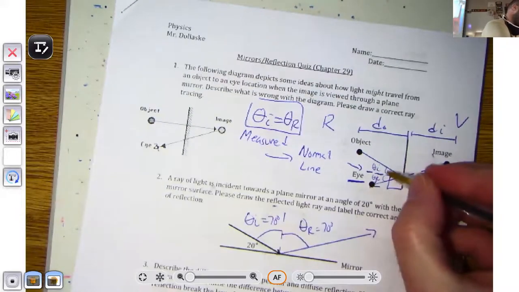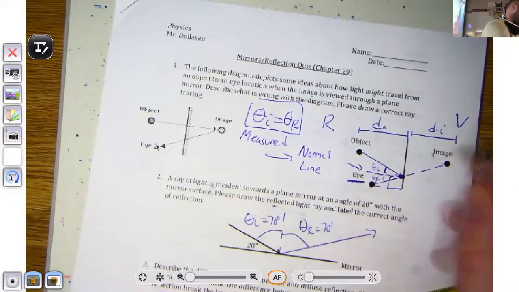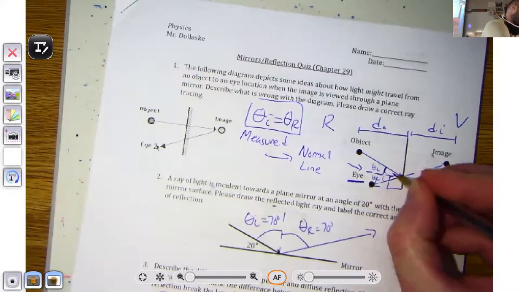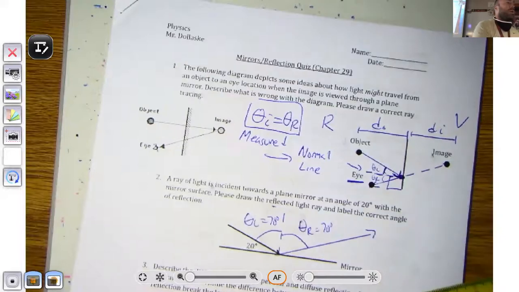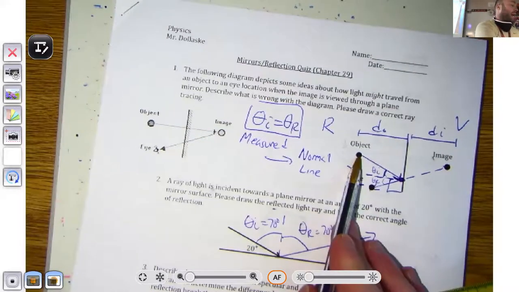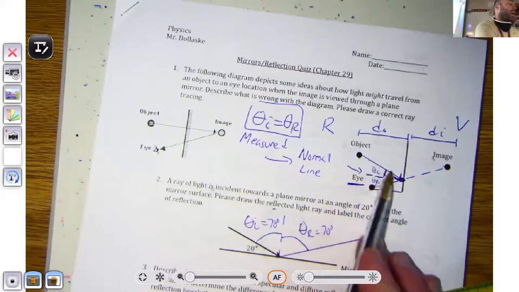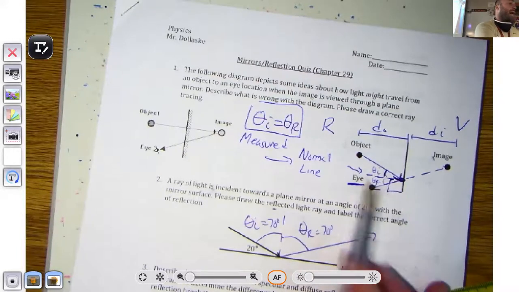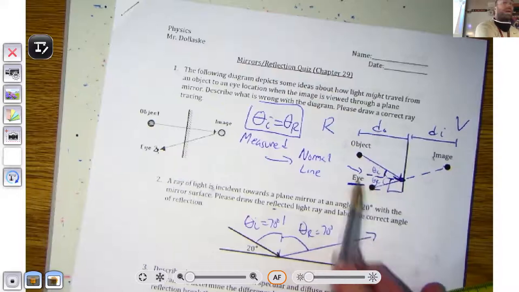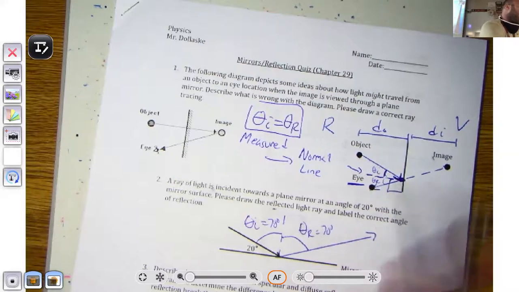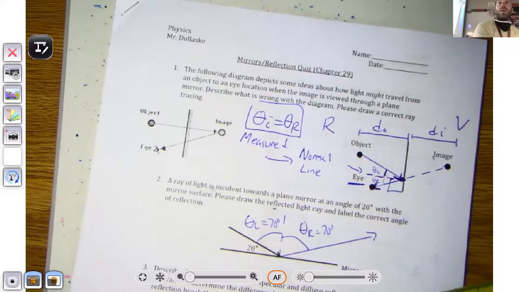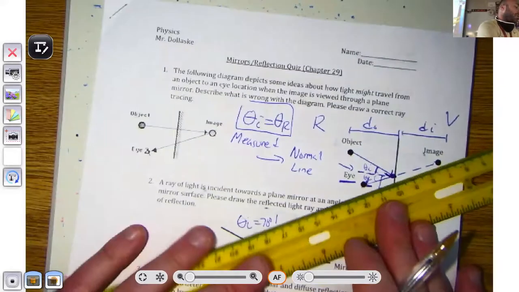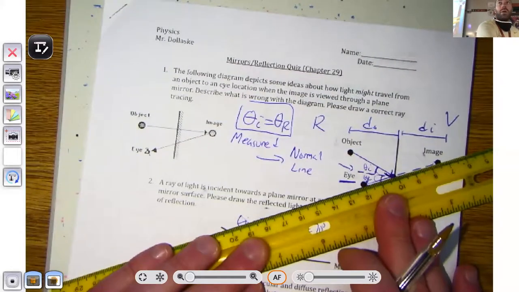So this right here is theta I, because that is the light wave that was going into the mirror from the object. The object was sending out this light ray. It was getting to the mirror. And then when it got to the mirror, it was abiding by the law of reflection. And that is the light ray that ended up getting to the eye. However, the eye just thought that it was looking straight through the mirror in a straight line path.